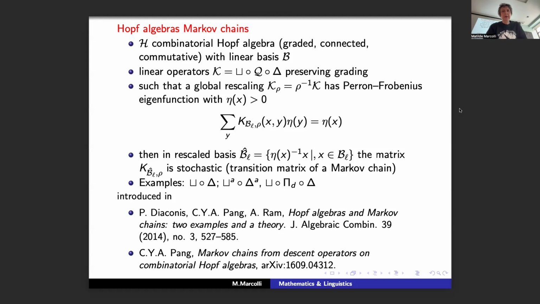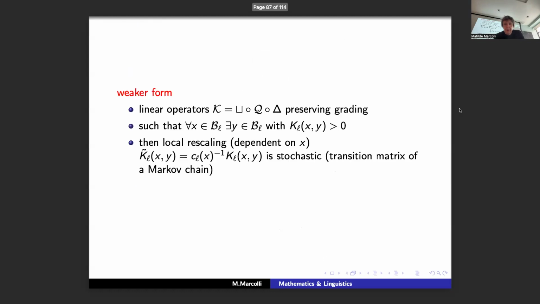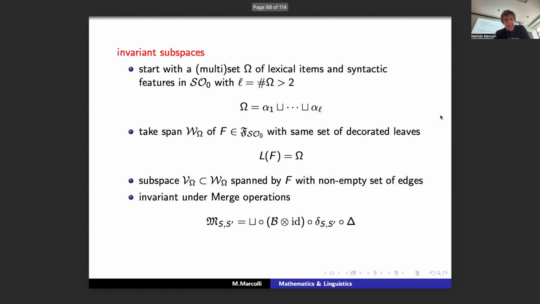Okay, so this is the case, and the main Hopf algebra condition, I mean the main Markov chain condition, is this fact that you have this Perron-Frobenius eigenfunction. So up to global rescaling, you can rescale the basis so that you get stochastic matrices. And there's a weaker form, the one where the rescaling is only local rather than global.